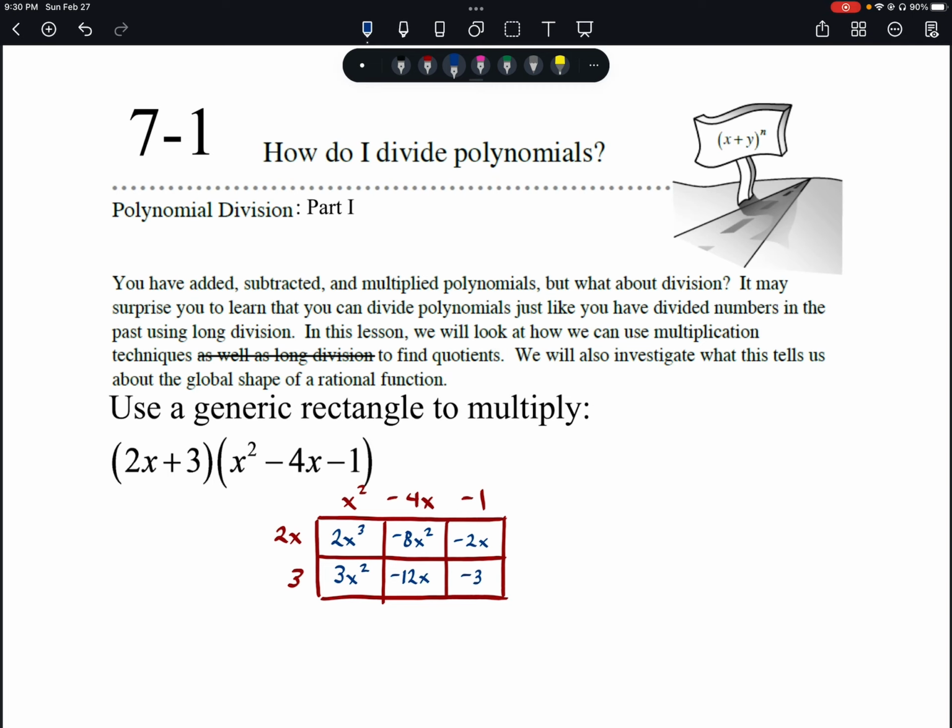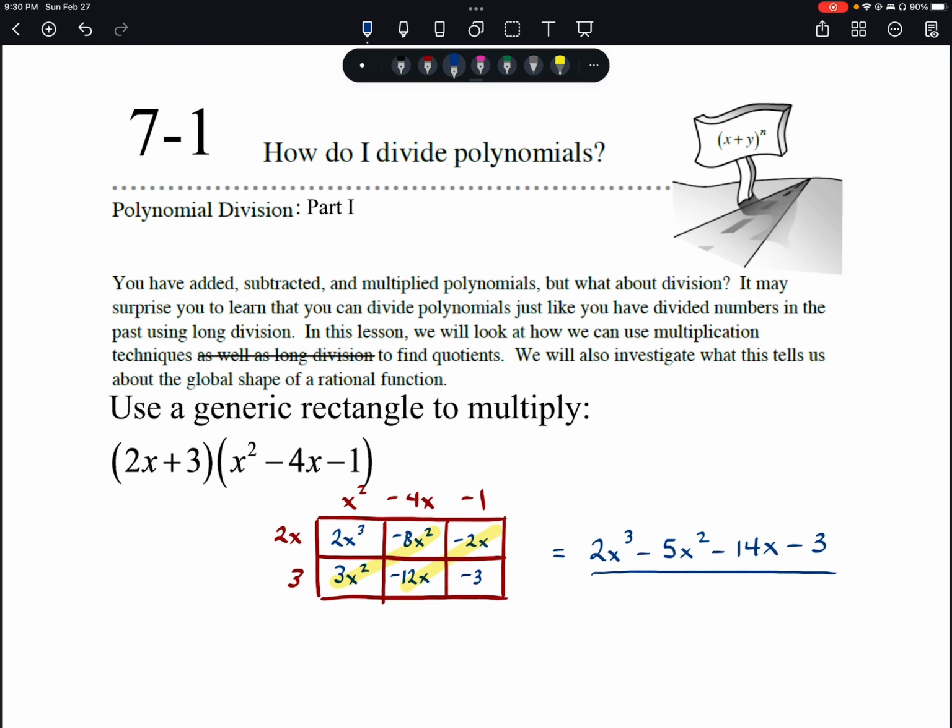Okay, so we take it there and we pull it out and combine all of our like terms. And remember, your like terms should line up diagonally like this. So we have our highest degree is going to be our 2x to the third power. And then we're going to have minus 5x squared, minus 14x, and then minus 3. So that is our product there. It's written currently as the area as a sum. Okay, so that's just a quick little review.